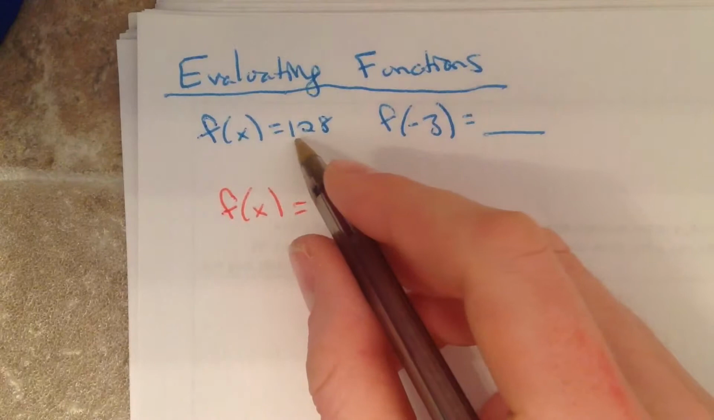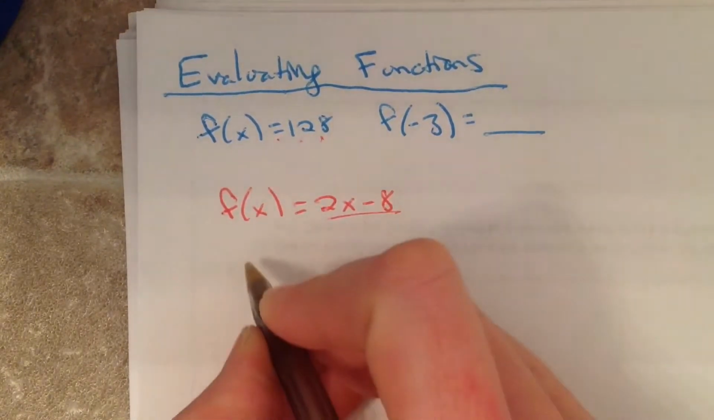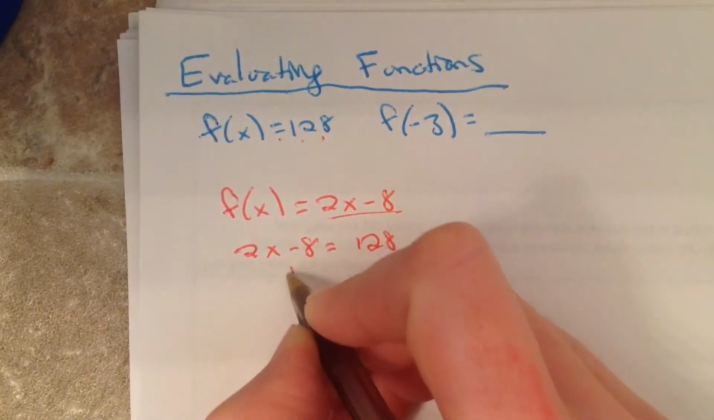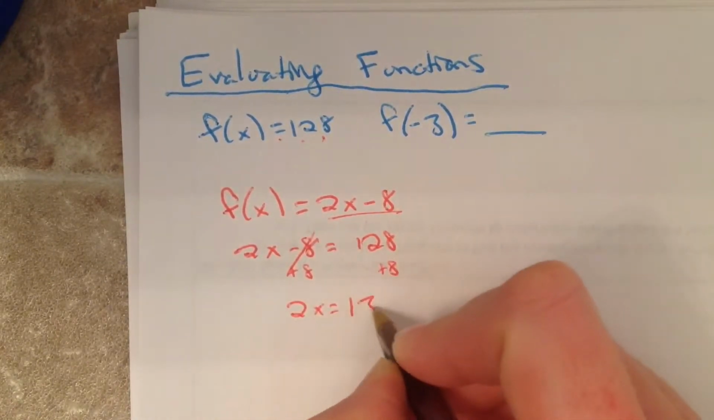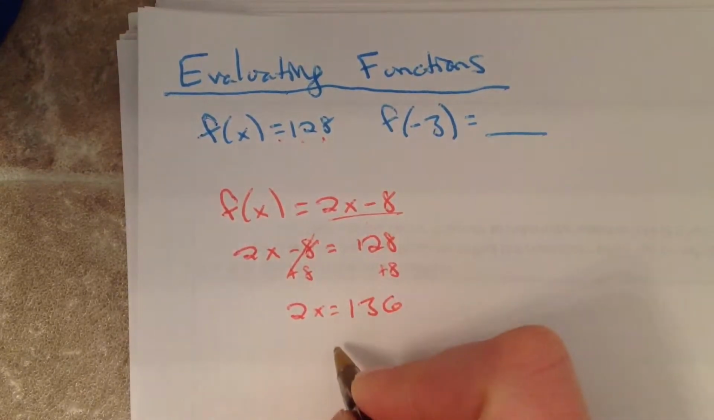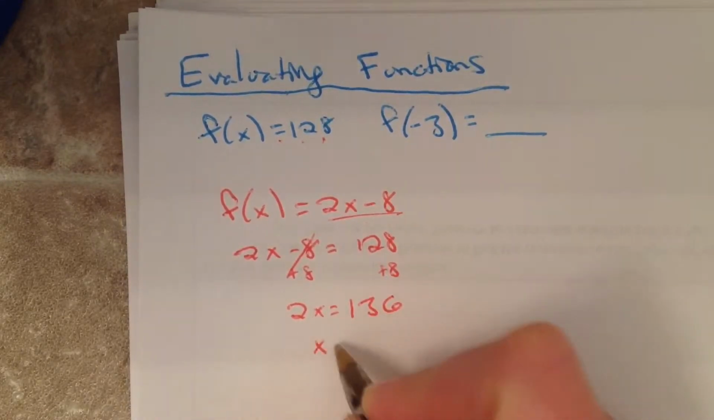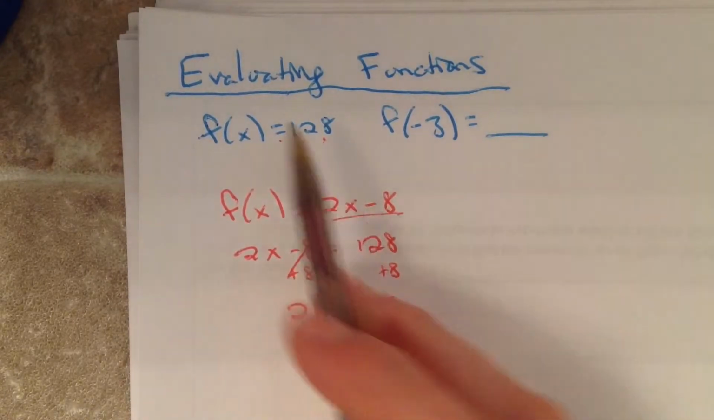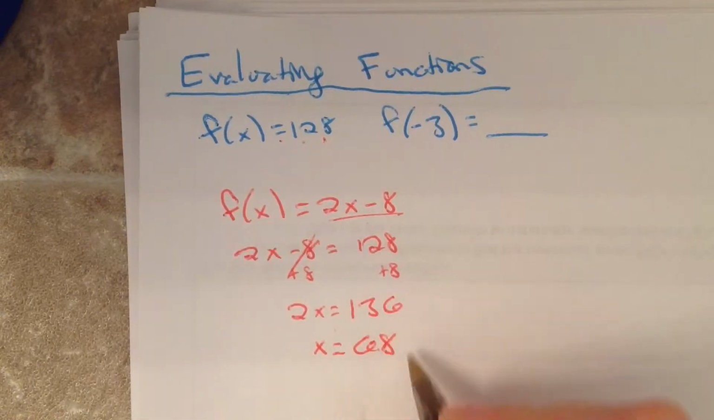So if I want to say where does this function equal 128, I'm going to set this equal to 128. So 2x minus 8 equals 128. Adding 8 to both sides, we get 2x equals 136. So 136 divided by 2 gives us an x equal to 68. So when we want to know what x value equals 128 for this function f of x, it's 68.